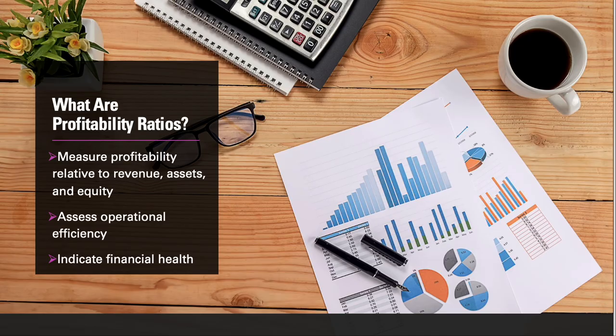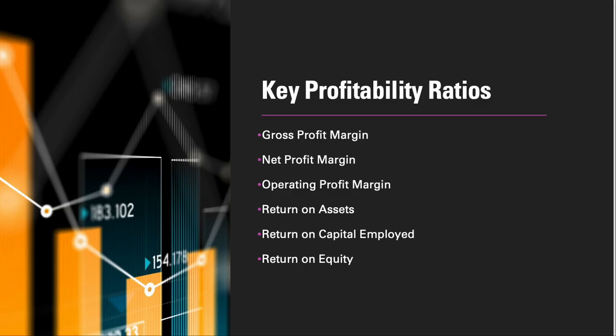So, what are profitability ratios? Simply put, these ratios measure a company's ability to generate profit relative to various aspects of its operations, such as revenue, assets, and equity. These ratios provide insights into operational efficiency and can highlight how well a company is managing its resources to generate earnings. So now let's have a look at some of the key profitability ratios.